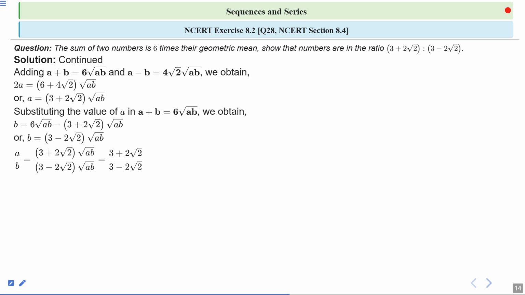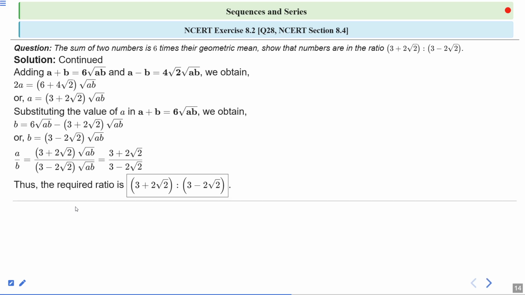Here you can see square root of AB will cancel out and you will get a by b equal to 3 plus 2 times root 2 divided by 3 minus 2 times root 2. So thus the required ratio is 3 plus 2 times root 2 is to 3 minus 2 times root 2. So if the sum of two numbers is 6 times their geometric mean, then the numbers are in the ratio 3 plus 2 times root 2 is to 3 minus 2 times root 2. Is it clear to all of you? I think it is clear to all of you.